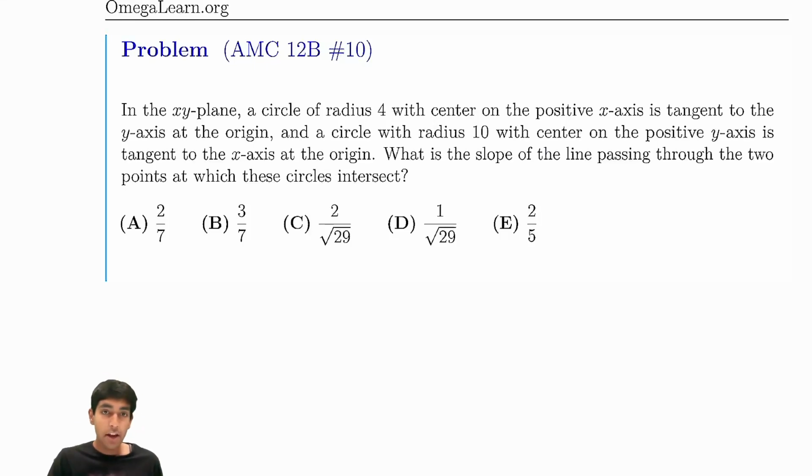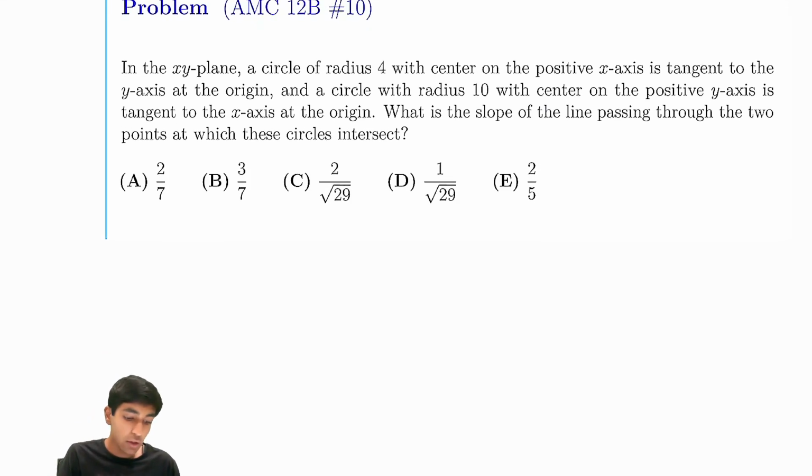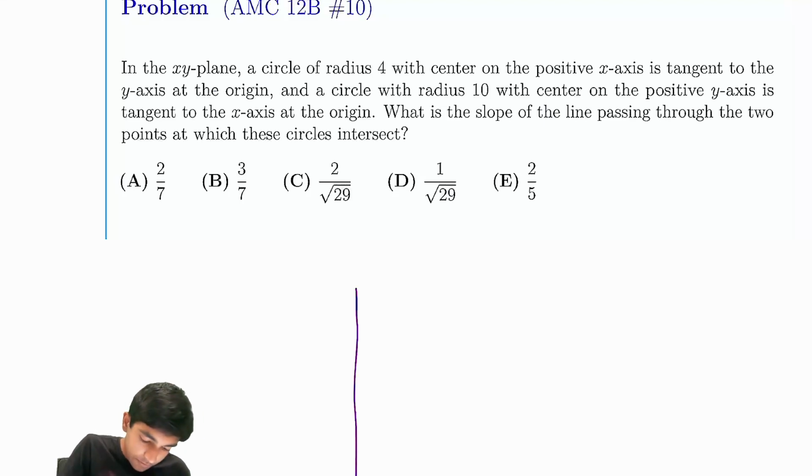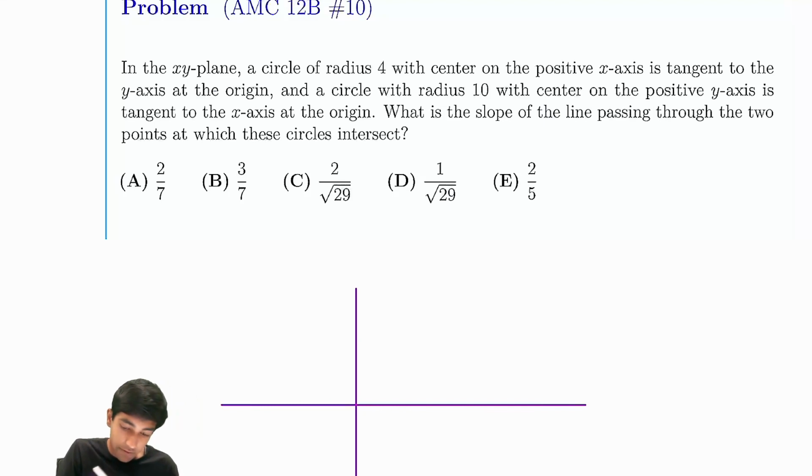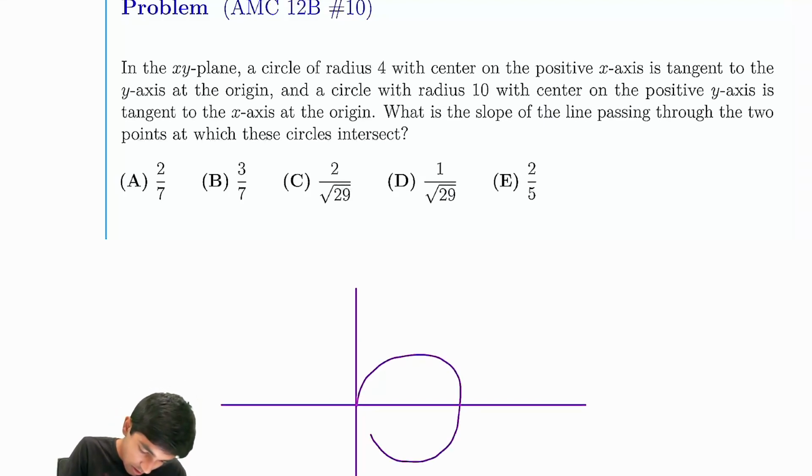Let's tackle number 10 on the 12B. In the xy plane, a circle of radius 4 and center on the positive x-axis is tangent to the y-axis of the... Okay, let's just draw what's going on here before we get lost. XY plane, circle of radius 4 with center on the positive x-axis, tangent to the y-axis at the origin. Something like... You know what, let's draw a better circle maybe.